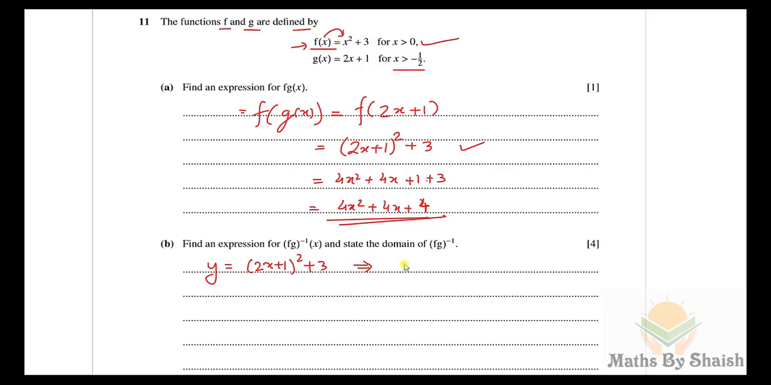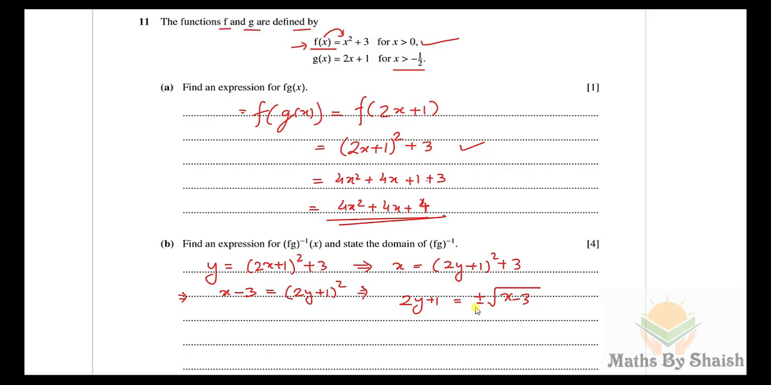Now we will interchange it, so it becomes x is equal to (2y plus 1) whole square plus 3. Now the procedure is to make y the subject so that we can get the inverse. It would be x minus 3 is equal to (2y plus 1) whole square, or 2y plus 1 is equal to plus minus root x minus 3. Now at this stage we need to decide whether we are going to take this plus sign or minus sign.